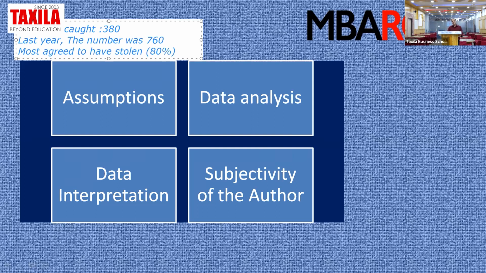Now try to understand, look at this case study, okay? So we are saying that last year it was 760 and this year the total number of criminals caught is 380. Most of these 380 agreed that they have stolen, right? So the author is now saying that you see police is working so well that the total rate of crime has declined by 50%. So what is the police claim? That the rate of crime has declined. Let me even write: rate of crime dropped by 50%.